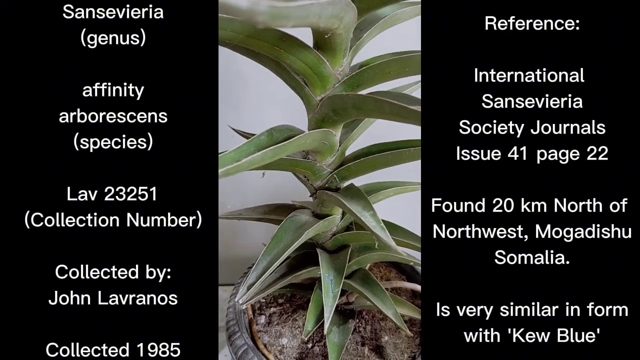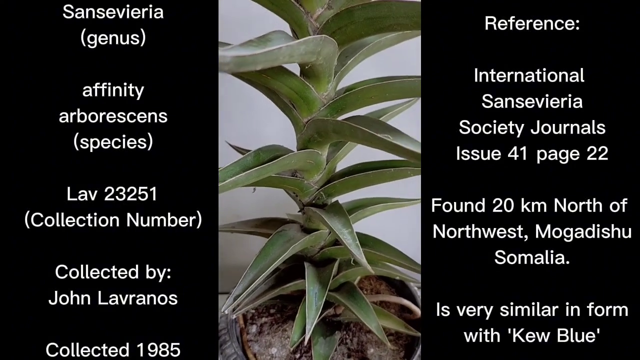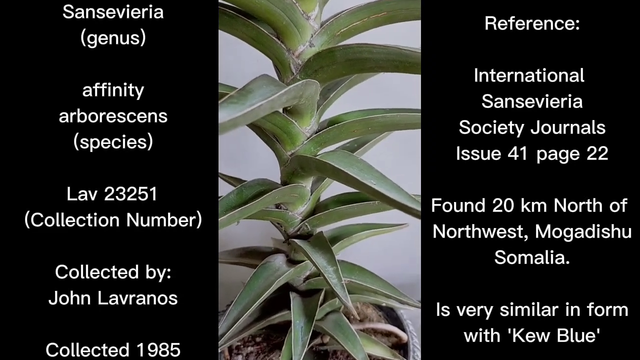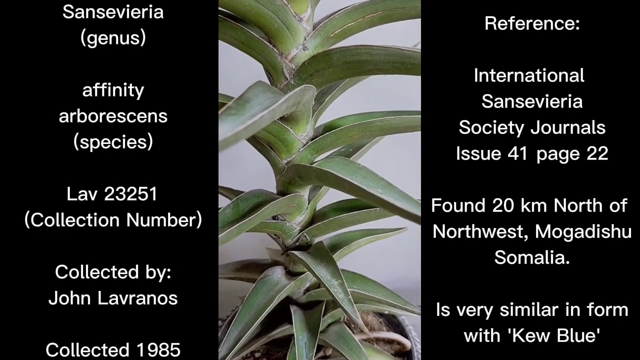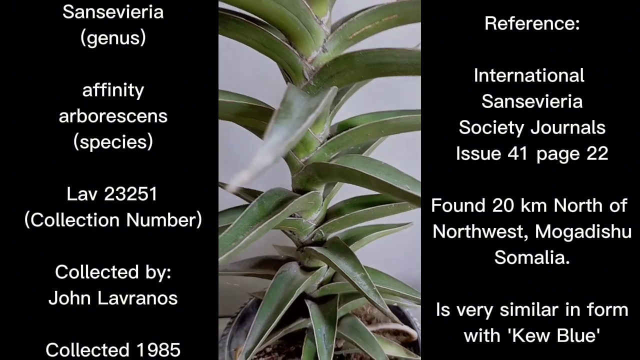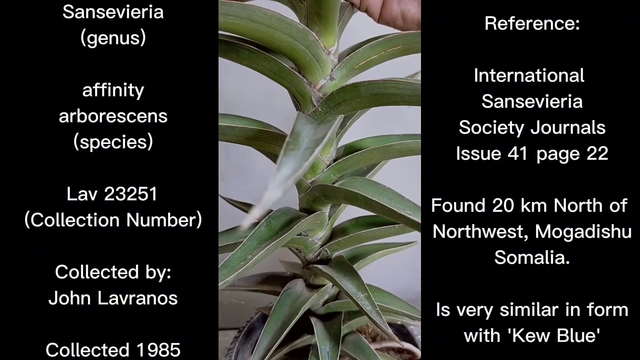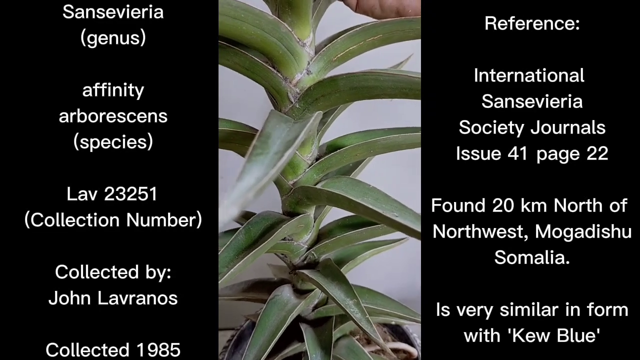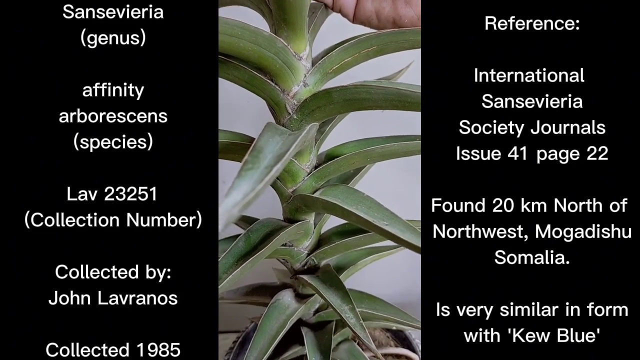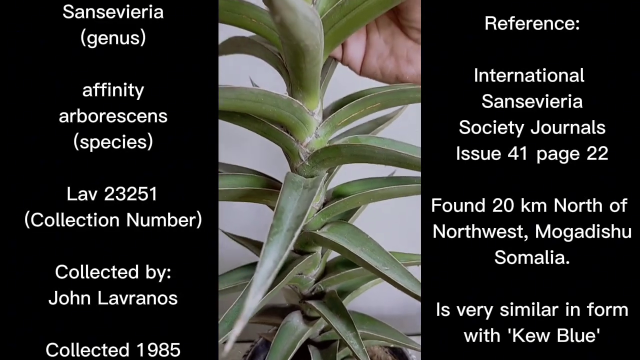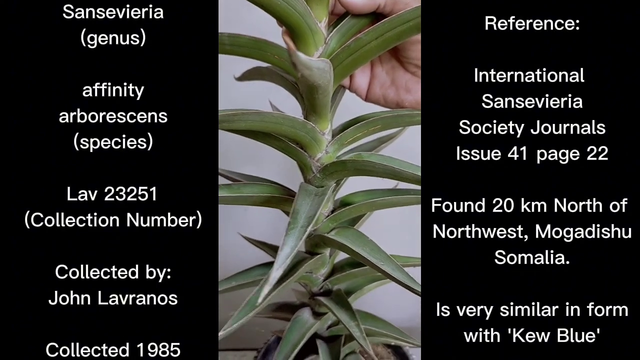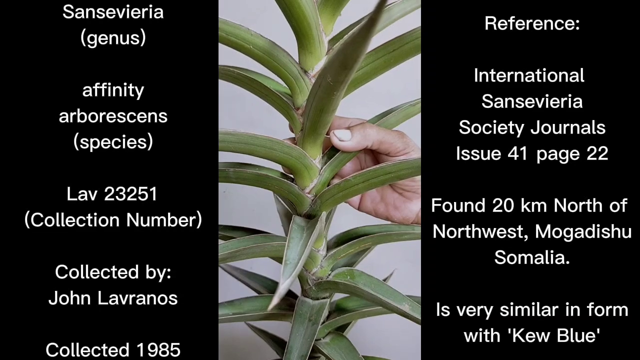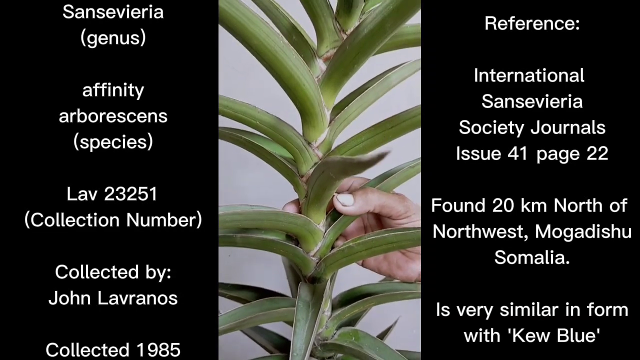For this episode, we're going to feature a Sansevieria species having the collection number of Lavranos 23251. It was discovered in 1985. It is found 20 kilometers northwest of Mogadishu in Somalia. This is how the plant looks, and indeed, it is an arborescent type of Sansevieria.